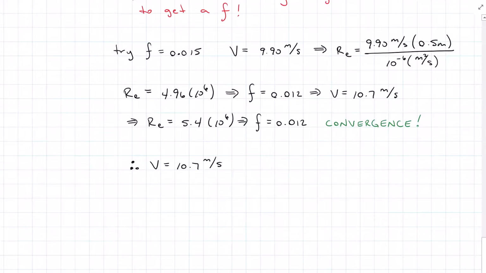So with the velocity value converged on 10.7 meters per second, I can multiply that to my area, pi over 4 times 0.5 meters squared, and get my flow rate, which is approximately 2.1 meters cubed per second.